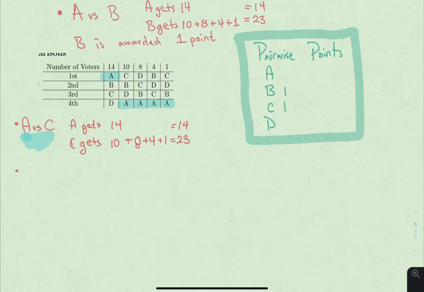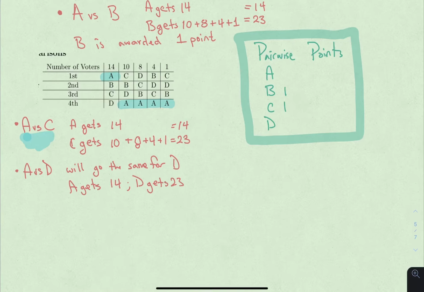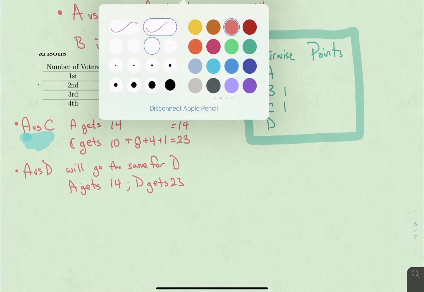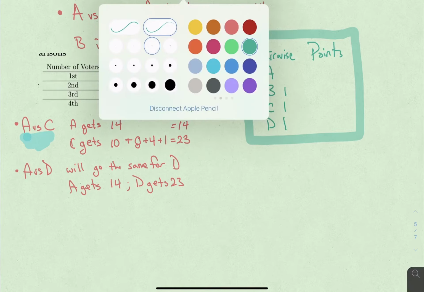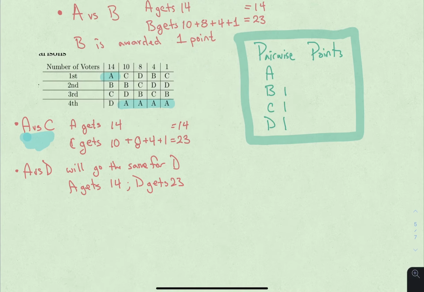But A versus D will go the same. For D, A gets 14, D gets 23. So D has got a point. So we've awarded 3 of the 6 pair points. We still have 3 more points to award.